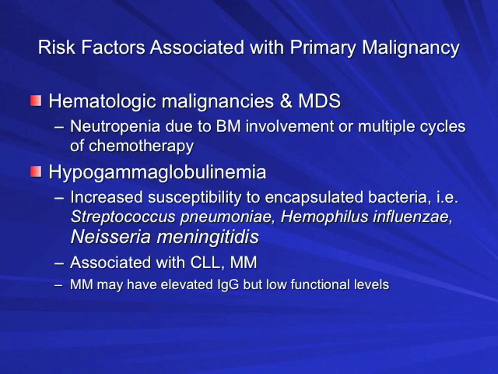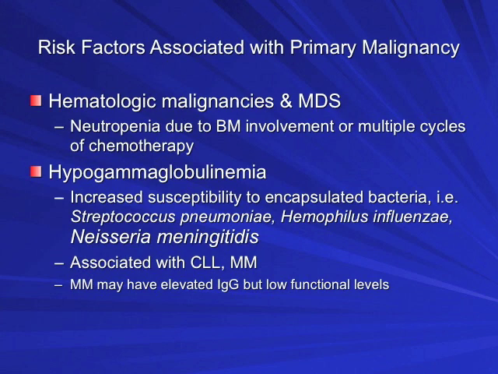Okay, so moving on. I'm going to start by talking about that which I know the most about, which is cancer, and talk about risk factors for infections associated with primary malignancy. So, for patients with hematological malignancies and myelodysplastic syndrome, aplastic anemia, these patients may be at increased risk for infection due to neutropenia that's either due to bone marrow involvement of their underlying malignant disease, or patients who have received multiple cycles of chemotherapy and therefore have reduced bone marrow reserve.